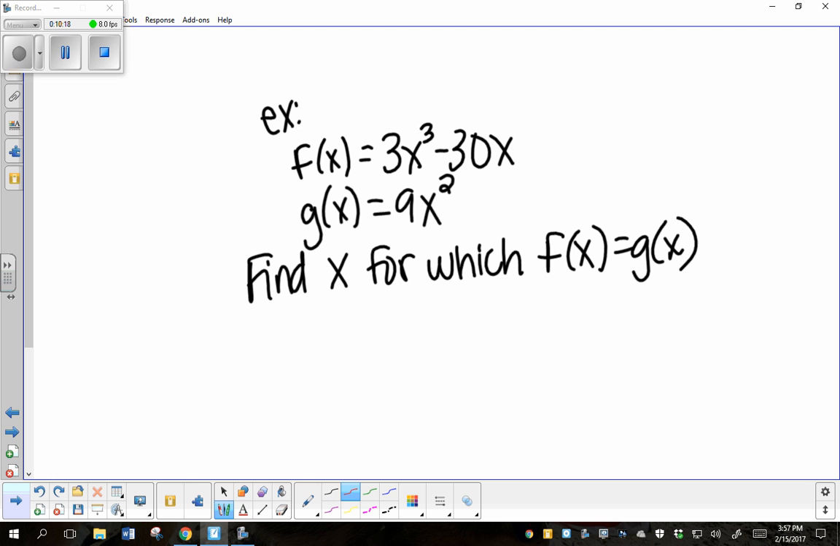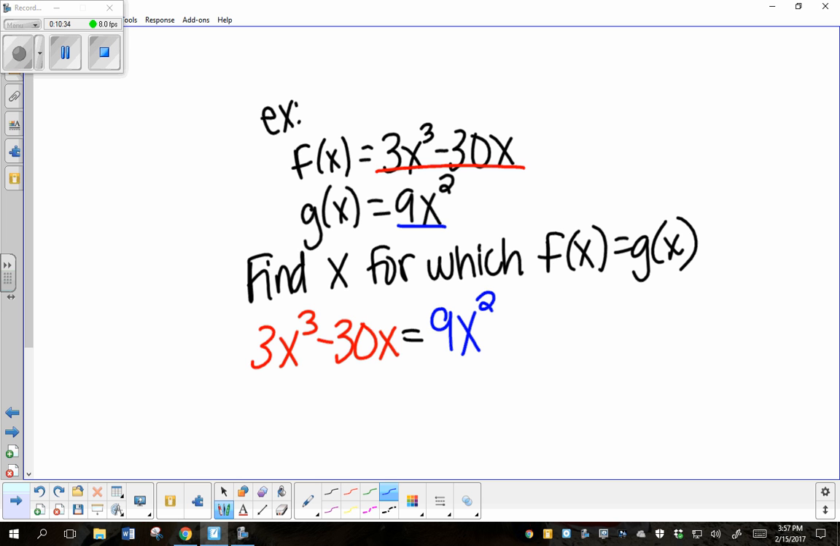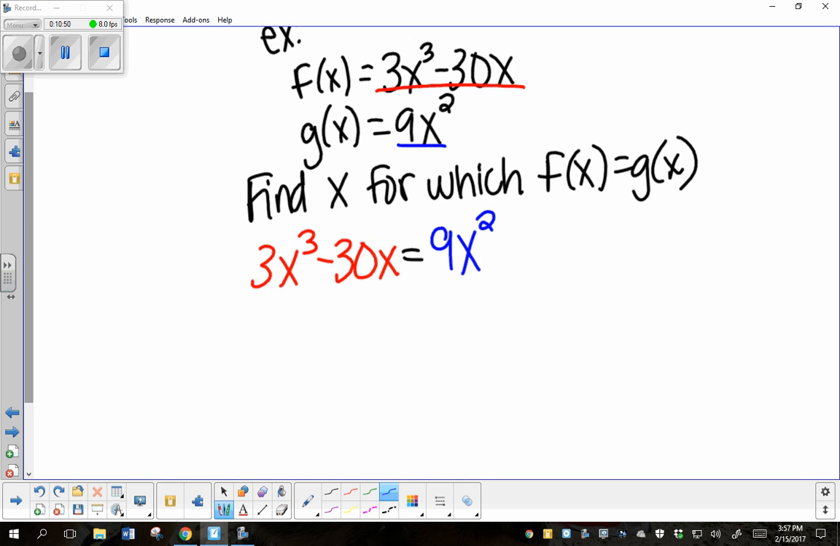So all we have to do is set f of x equal to g of x. Let's write that out. f of x is 3x cubed minus 30x, and I want to know when that is going to be equal to g of x, which is 9x squared. This looks like a problem where there's not a really good way to solve it other than factoring, because I'm never going to be able to get x all by itself, since there's x to the 3, x to the 2, and plain old x's.